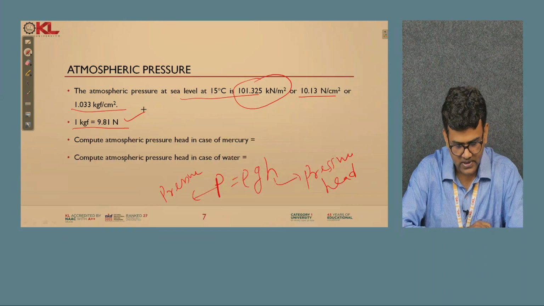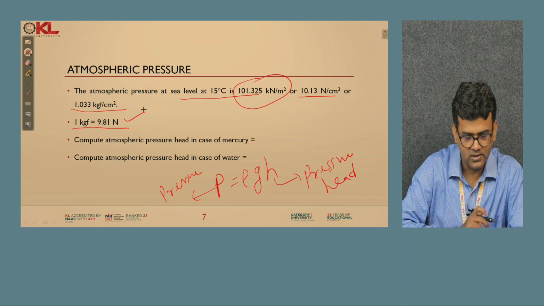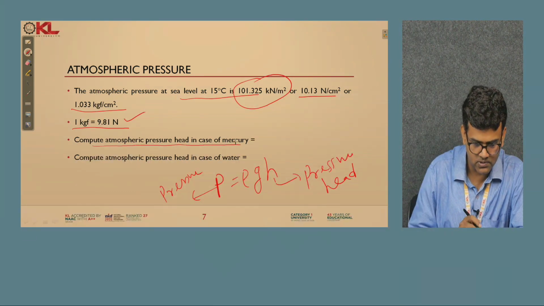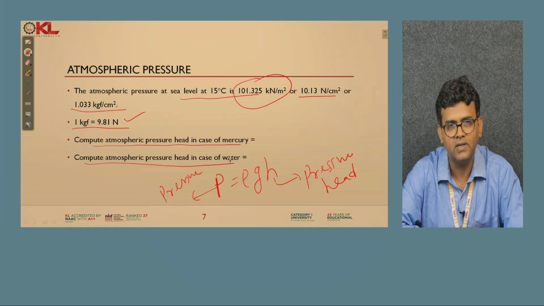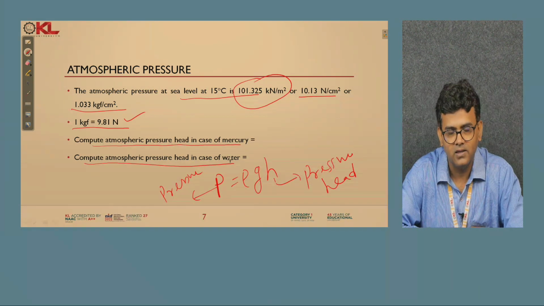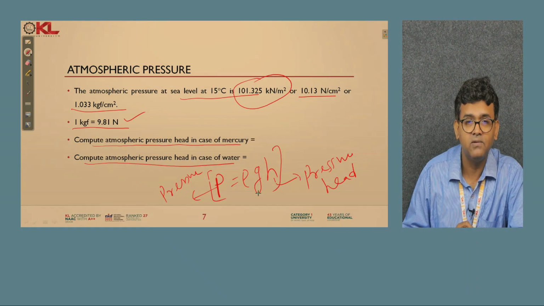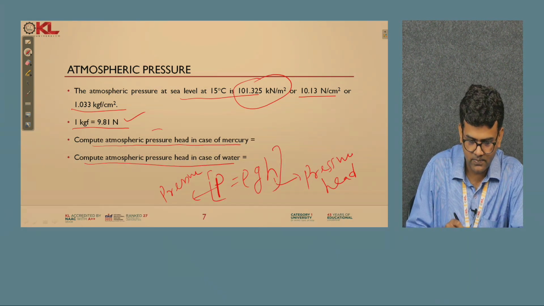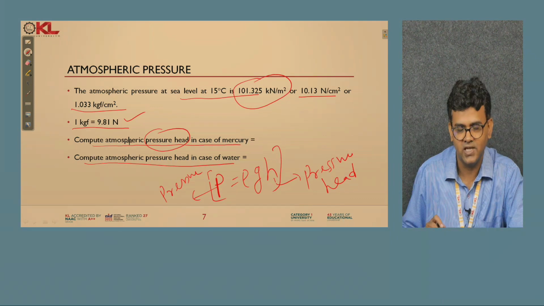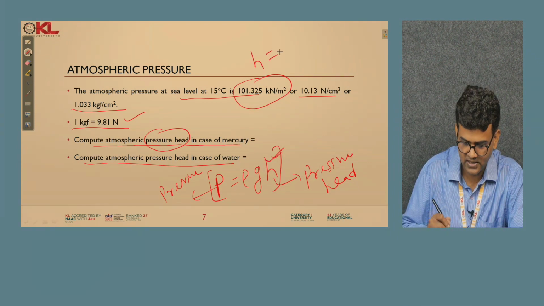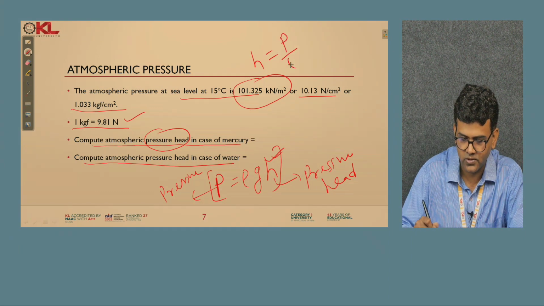So as per the previous session, we are going to compute the atmospheric pressure head in the case of mercury and in the case of water. You know the formula P equal to rho g h. In that, the pressure head, the value of h, is what you have to find out. The value of h can be written as P upon rho g.